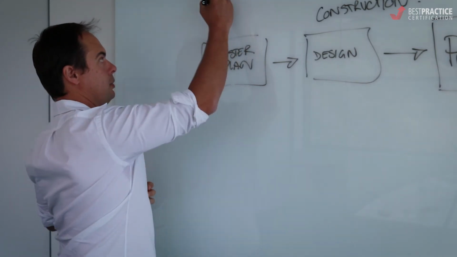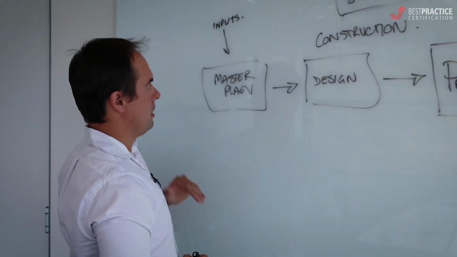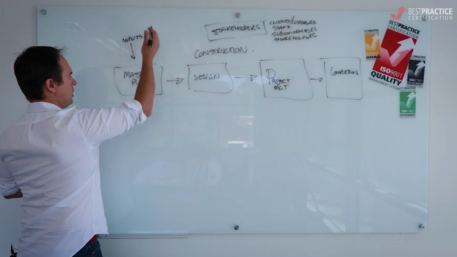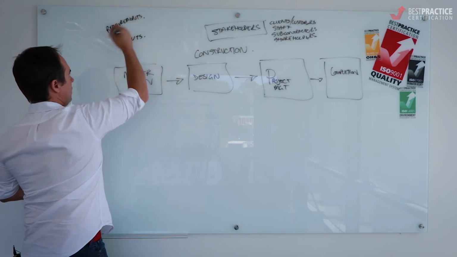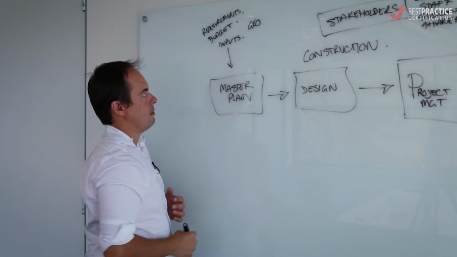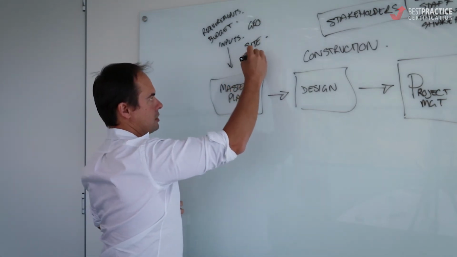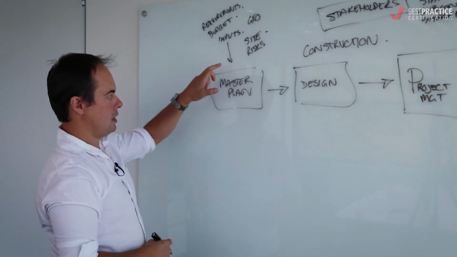So we want to talk about inputs, and there are lots of videos on this YouTube channel talking about inputs and outputs. Some of the inputs here are the requirements, the budget, geographical issues, the site, and industry risks. All those sorts of things become inputs, and then some of our outputs.